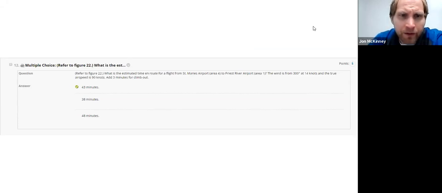I remember this one. So what is the estimated time en route for a flight from St. Marie's Airport, Area 4, to Priest River, Area 1? The wind is from 300 at 14 knots and true airspeed's 90 knots. Add 3 minutes for climb out.